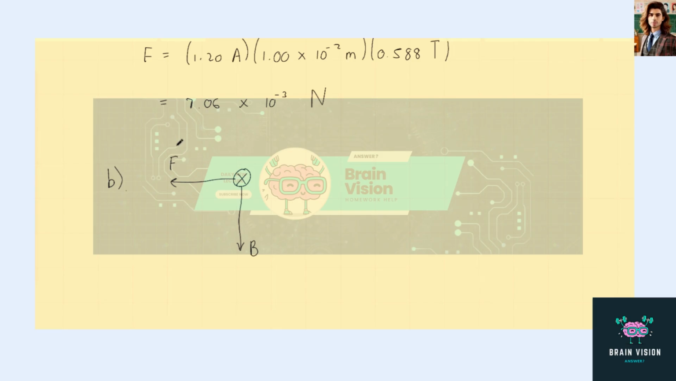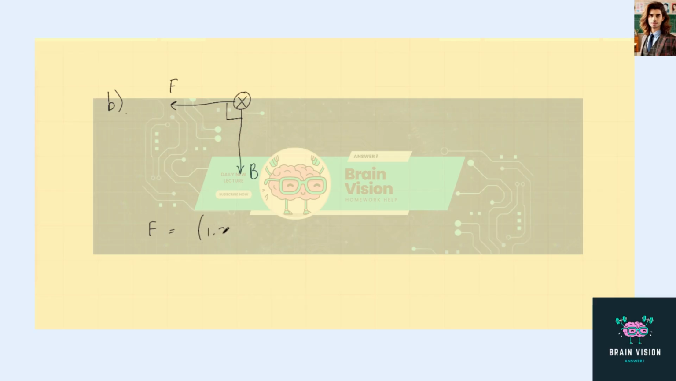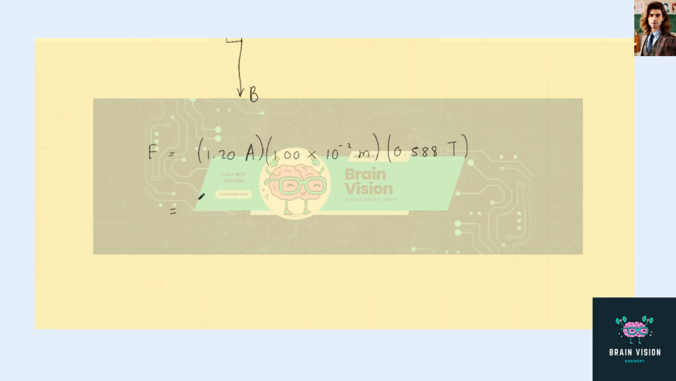So with the force being directed to the west, phi is again 90 degrees, the angle between the current and the magnetic field. And so again, F is equal to I, 1.2 amperes, times L, which again is 1 times 10 to the minus 2 meters, times the magnetic field strength, 0.588 Teslas. Sine of 90 is again 1. So this gives us the same answer as part A of 7.06 times 10 to the minus 3 newtons.